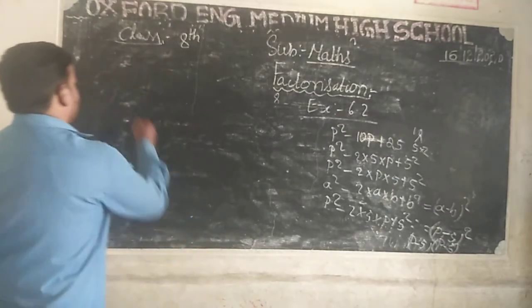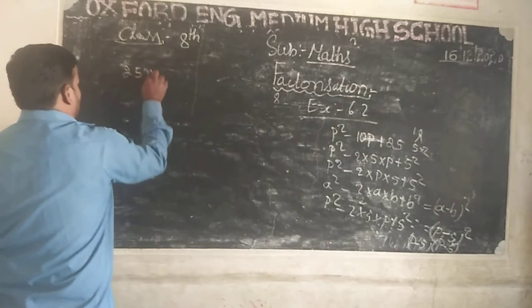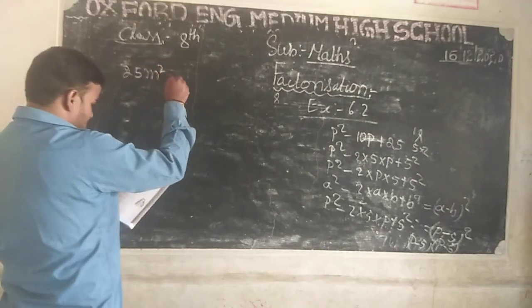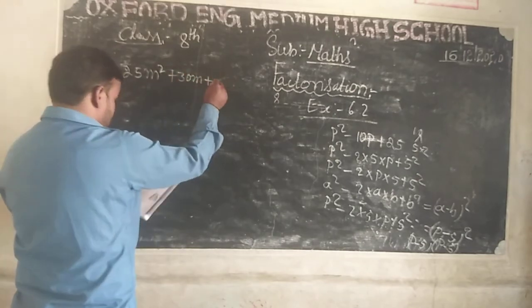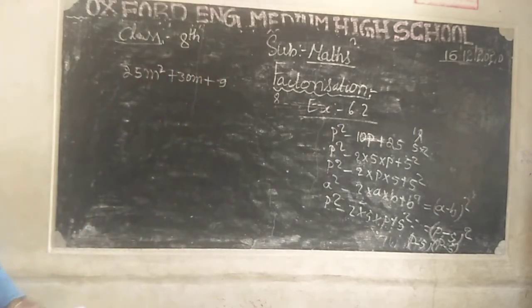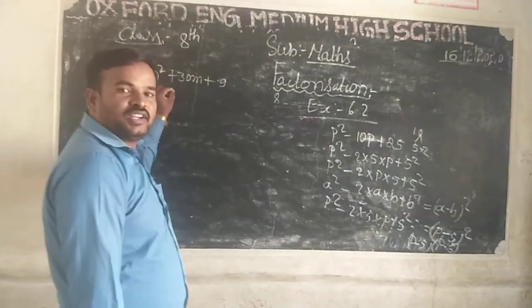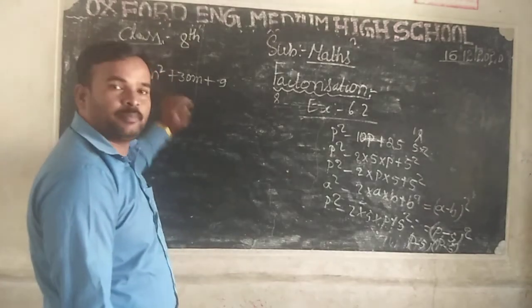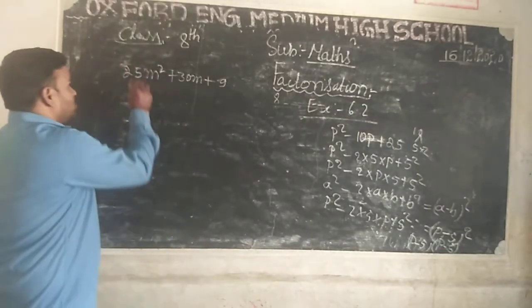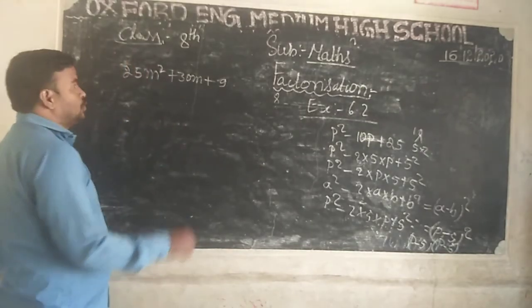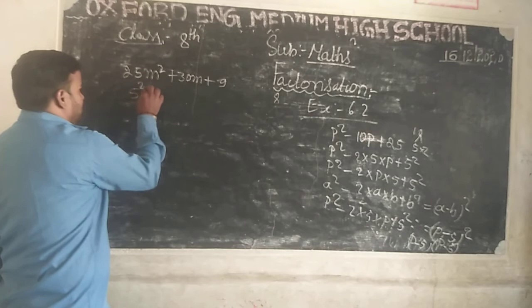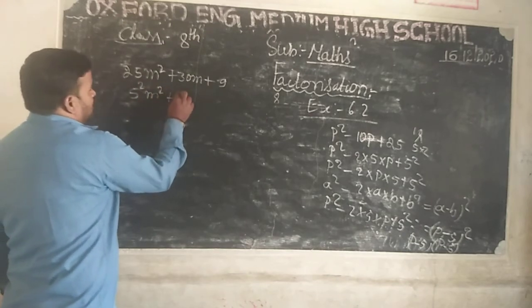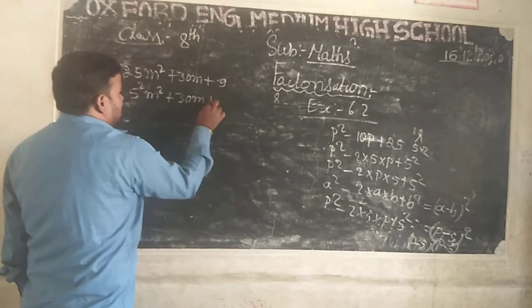25m square plus 30m plus 9. So this is a little bit complicated sum, dear students, compared with the previous sums, because this 25 you raise to power 2, means you write it in exponential form. 25 is 5 square, m square, plus 30m plus 9.